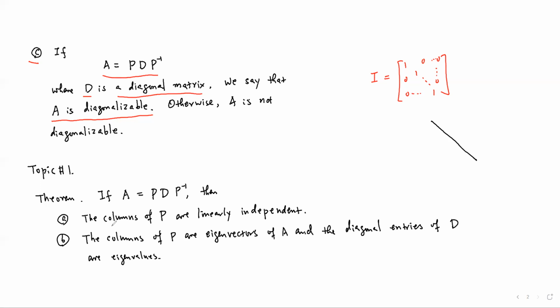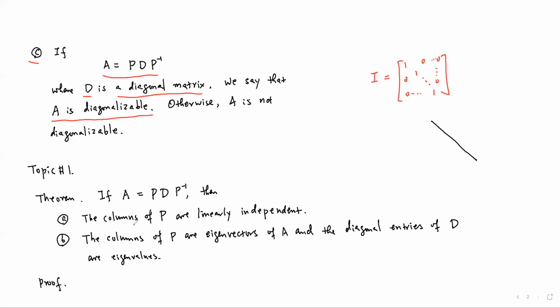So based on this theorem, how to diagonalize a matrix A? Find eigenvalues and find eigenvectors. Because whenever this equation is true, the columns of P are eigenvectors and the entries of D are eigenvalues. So find eigenvalues and find eigenvectors. But how to see this theorem? Not difficult. Let's see the proof.